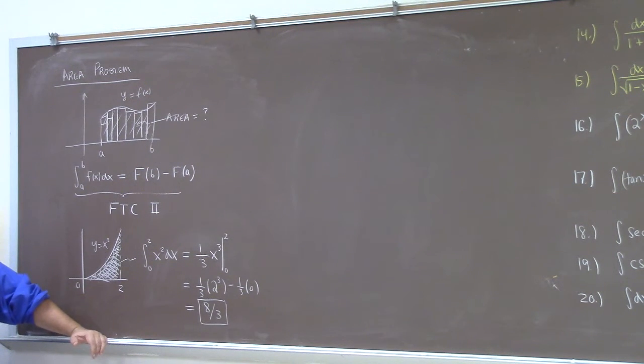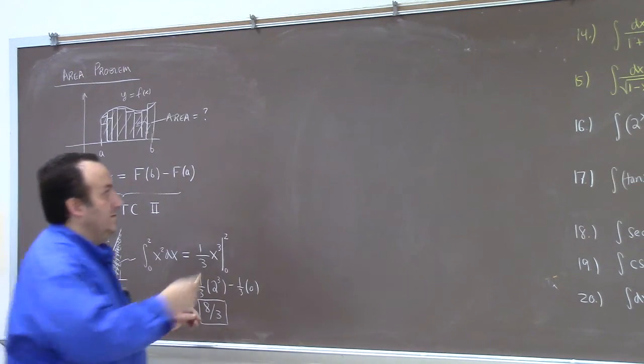Okay, so that's the area problem. That's one of the reasons we're anti-differentiating. But there's even a more basic rule, right? Think about this. Physics. Another motivation.